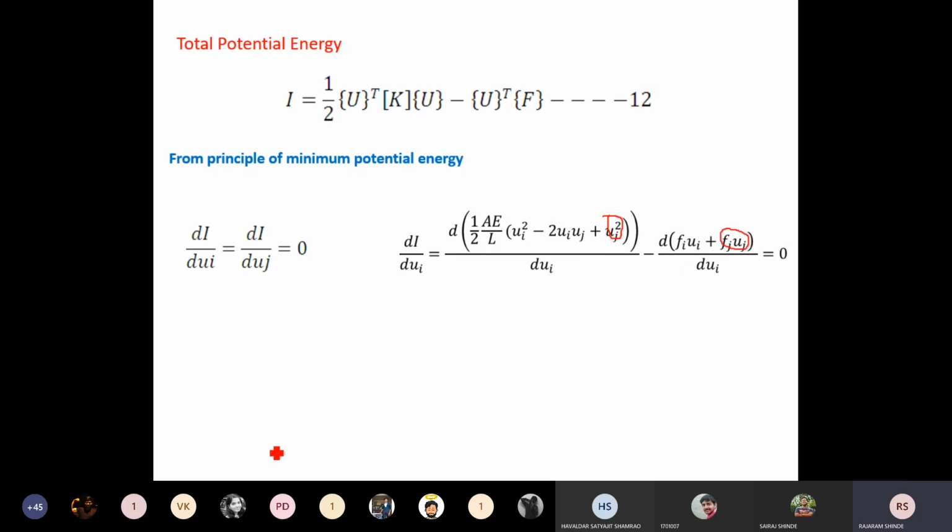Next I will get AE by L (ui minus uj) minus Fi equal to 0. How do I get this? Because here 2ui and here 2uj, that 2 will be cancelled with these two. You will get ui minus uj minus this Fi, equal to 0. Any doubt in this equation number 1? If you have a doubt, you can ask me. You check it and you ask me.